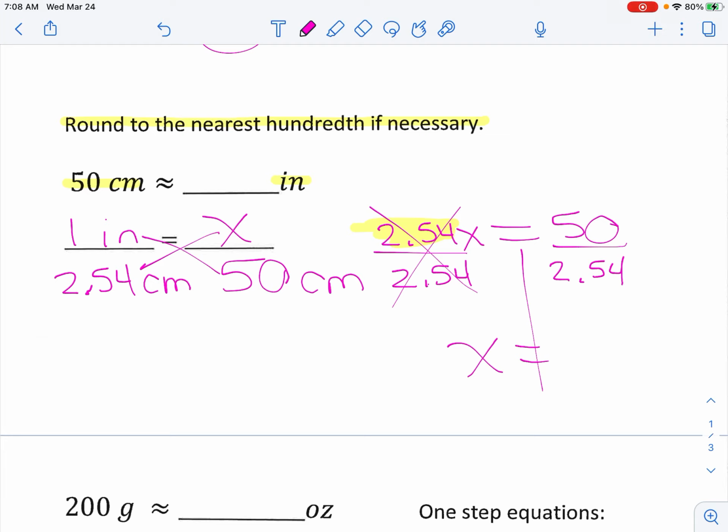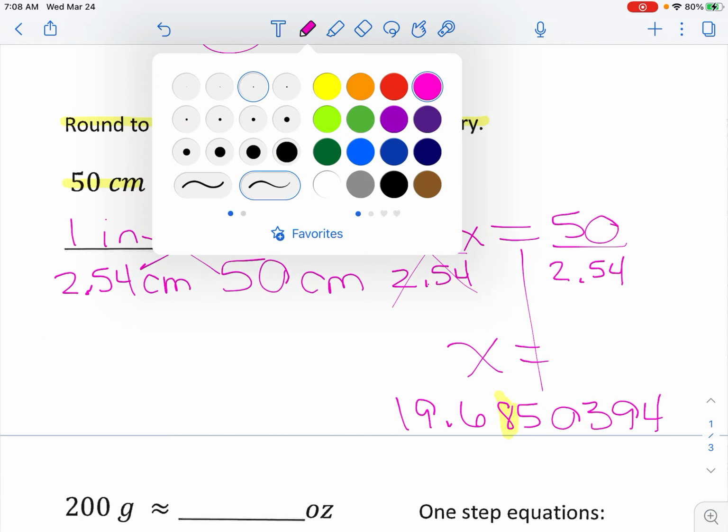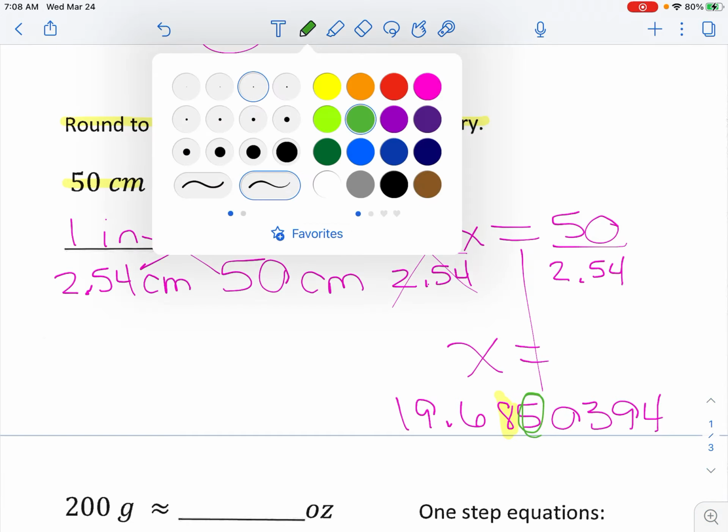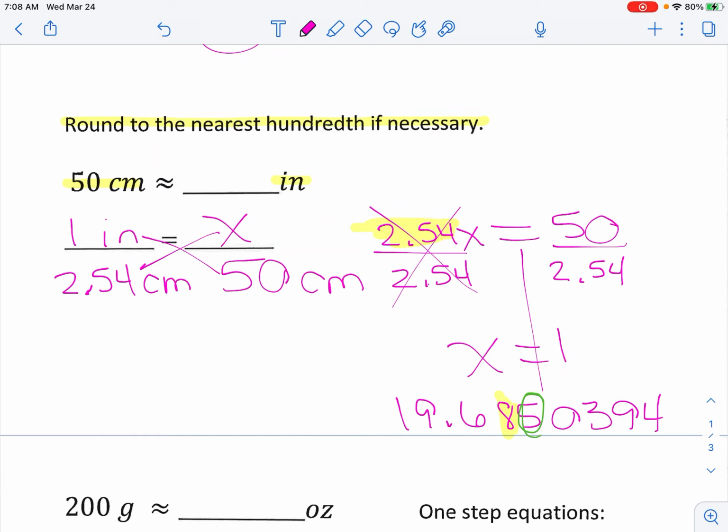Now on my calculator, I'm going to do 50 divided by 2 5400ths. And I get a really long answer. My calculator says 19.685039. Oh my goodness. Find the digit in the hundredths place. That's the second digit past the decimal. Look to the thousandths. In the thousandths, we've got a 5. A 5 tells me to round up. So that 8 is going to round up to a 9.